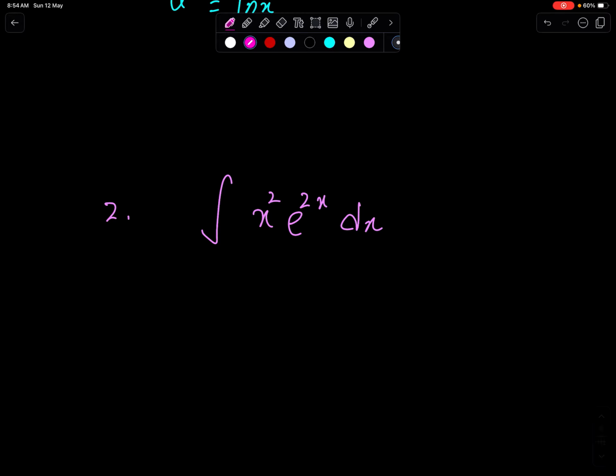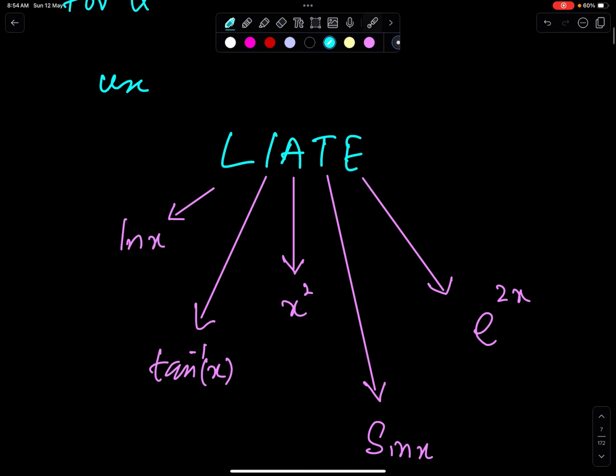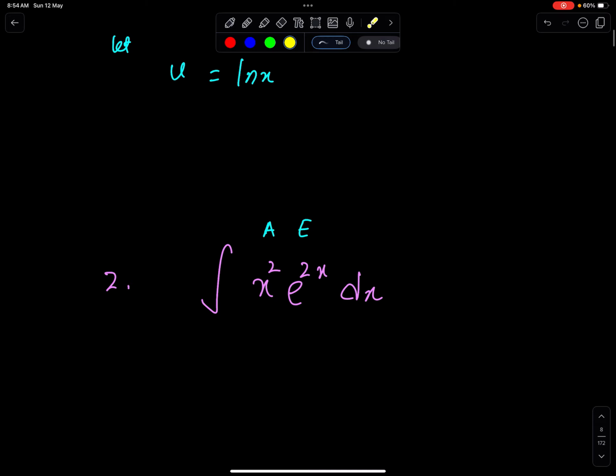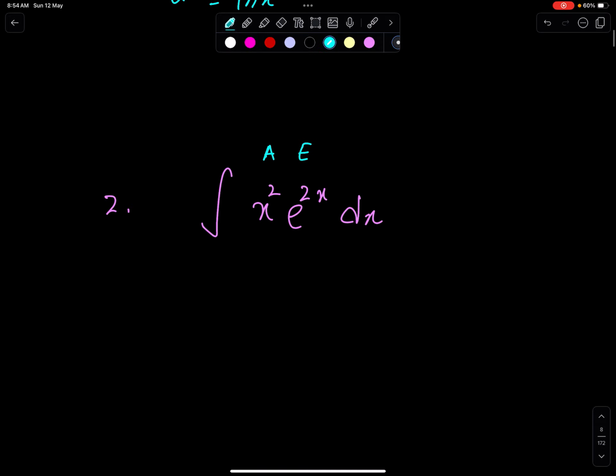In this example, we have a product of algebraic and exponential. Now we need to check which letter comes first, A or E, in LIATE. See, A comes before E. So the algebraic function is u in this example. This is u.